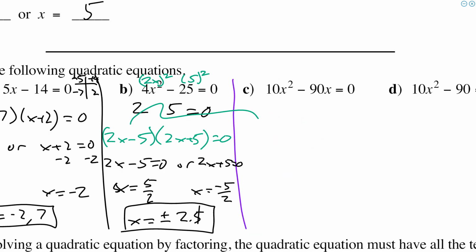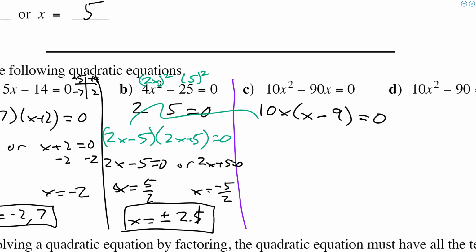Oh, okay. I see another one. This is a bit hard. Neither 10 nor 90 are squares. What would divide with it? Is there an x I can factor out also? Okay, so let's factor out 10x. And what am I left with? 1, x, minus 9.